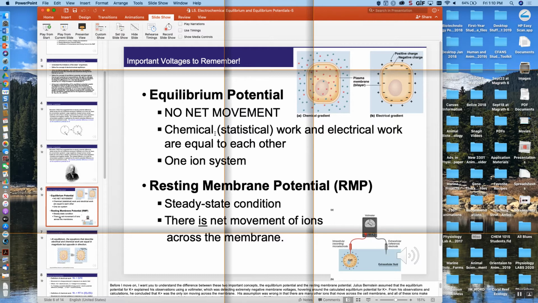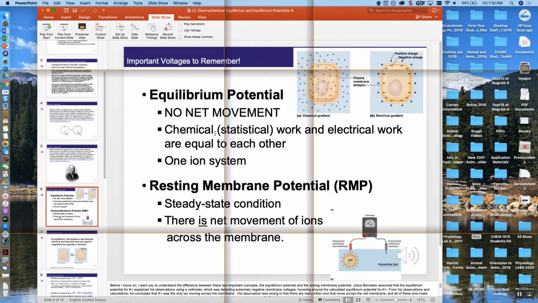All right, another way to think about this. Here's the real thing that I want you to commit to memory. The electrical work is not sufficient to prevent the net movement of sodium down its concentration gradient. So it will continue to move into the cell. Want me to say that one more time? The electrical work is not sufficient to prevent the net movement of sodium down its concentration gradient. So sodium will continue to move into the cell.